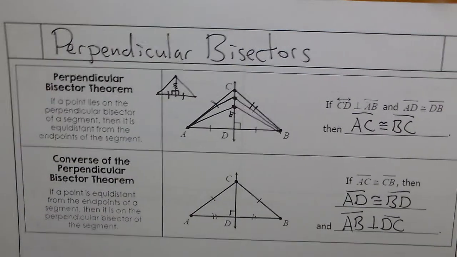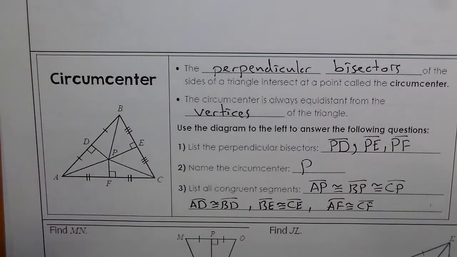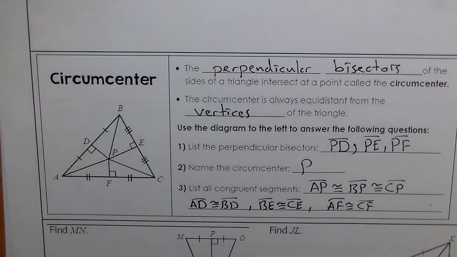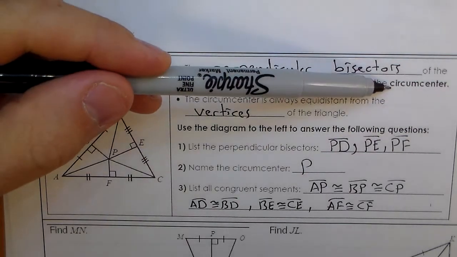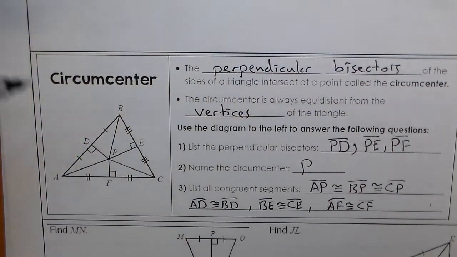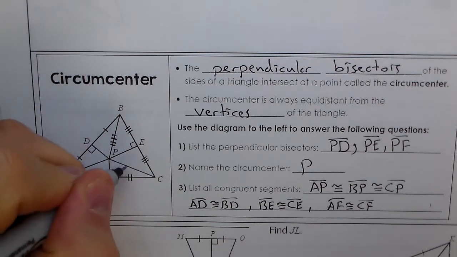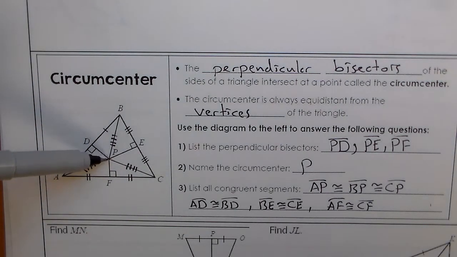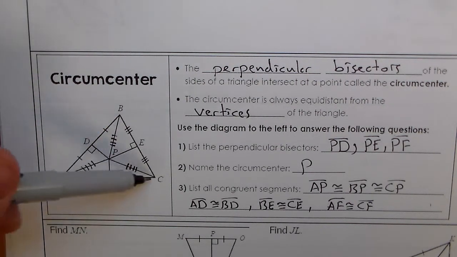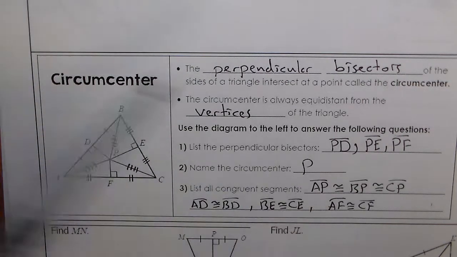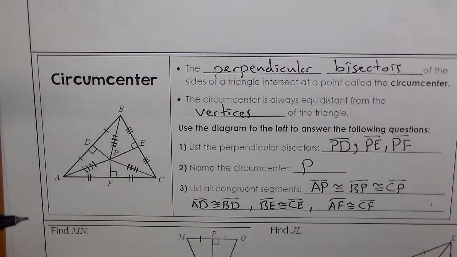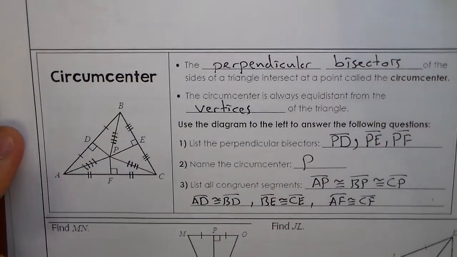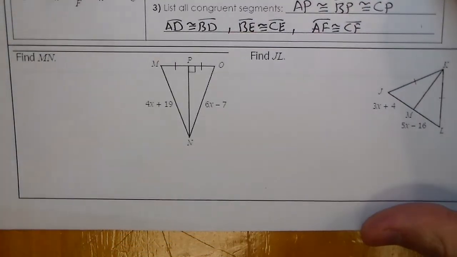Now, we then take those perpendicular bisectors and put them within a triangle. So I have all three sides. I've drawn perpendicular bisectors. They meet at a point that we call the circumcenter. The circumcenter we also find is equidistant to the vertices of the triangle. So all three perpendicular bisectors meet at the point, and then they're equidistant out to the vertices. So our bisectors are PD, PE, and PF. Our circumcenter is P, and then the congruent segments go from there. We'll come back to that in a little bit, but let's look at just solving with perpendicular bisectors.